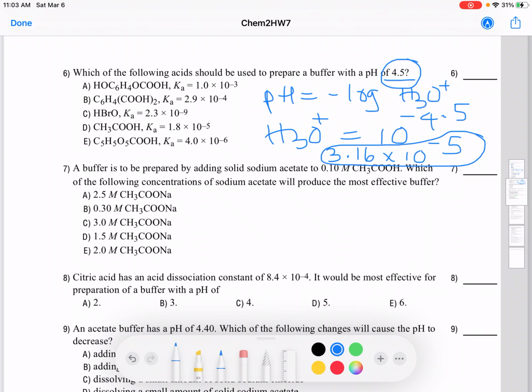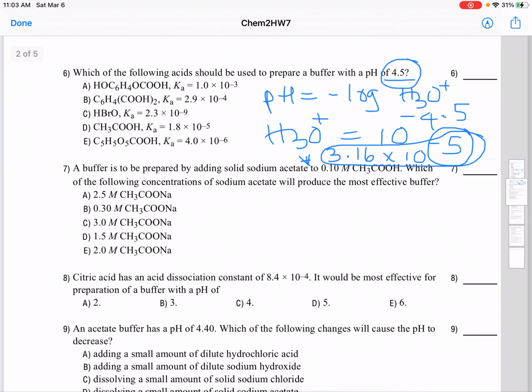So you find out of the acids given which one is closer to this hydronium ion concentration. An easy way that you can see is to look at the exponent, negative 5. Find the one that is closest to that. That's going to be the buffer good to make a pH 4.5. Okay. All right.